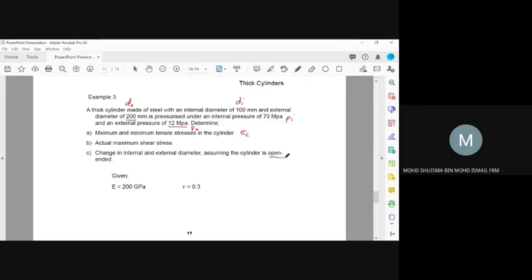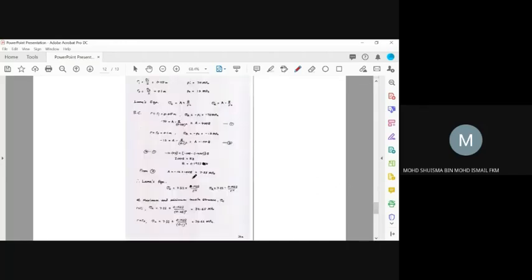So when it is open-ended, we know that sigma L is zero. Given E is 200 gigapascal and nu is 0.3, so in this case, we will need to use this because it involves change in diameter or strain. So that's the solution, not from the textbook. This is what I have done before to share with you.